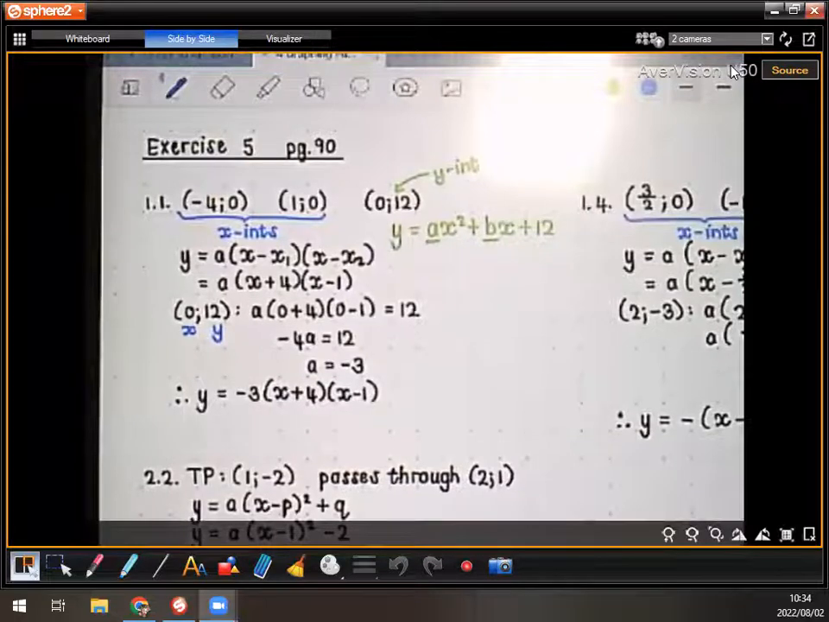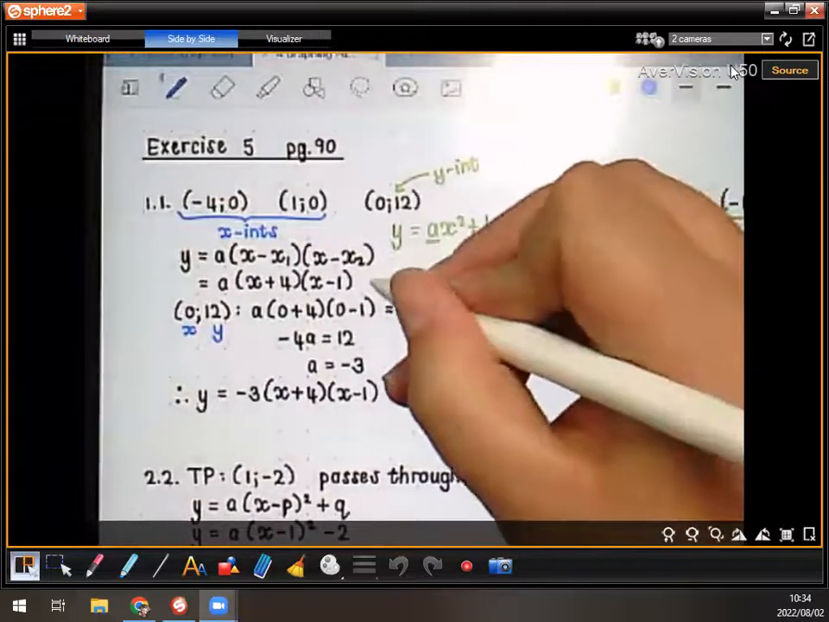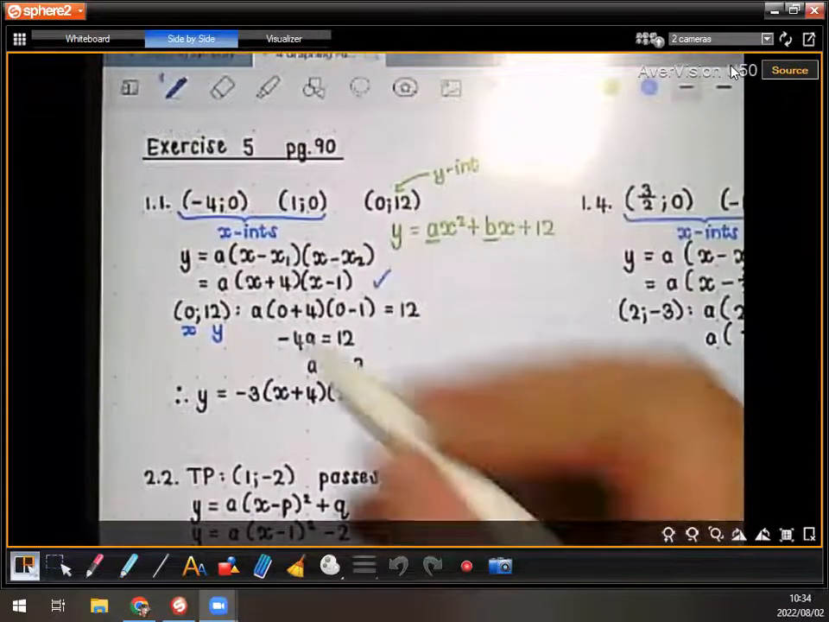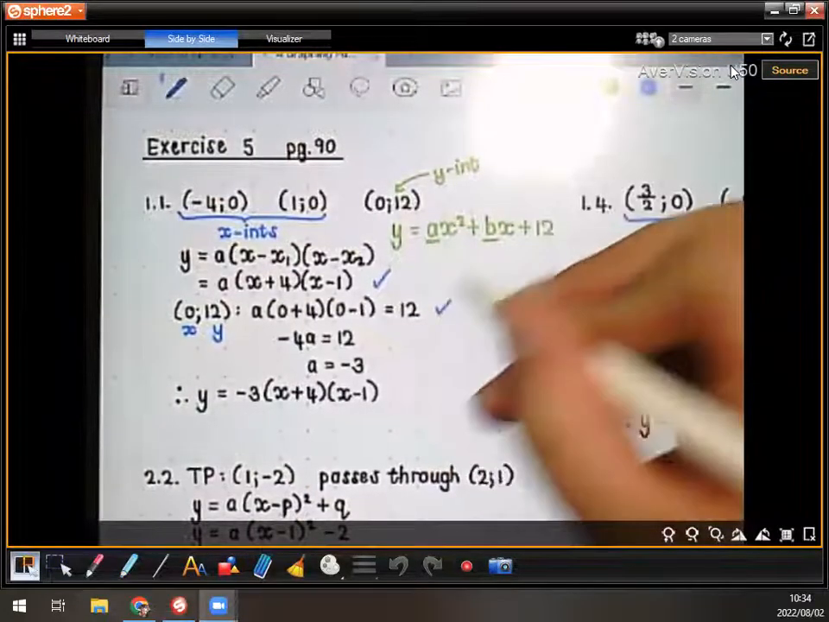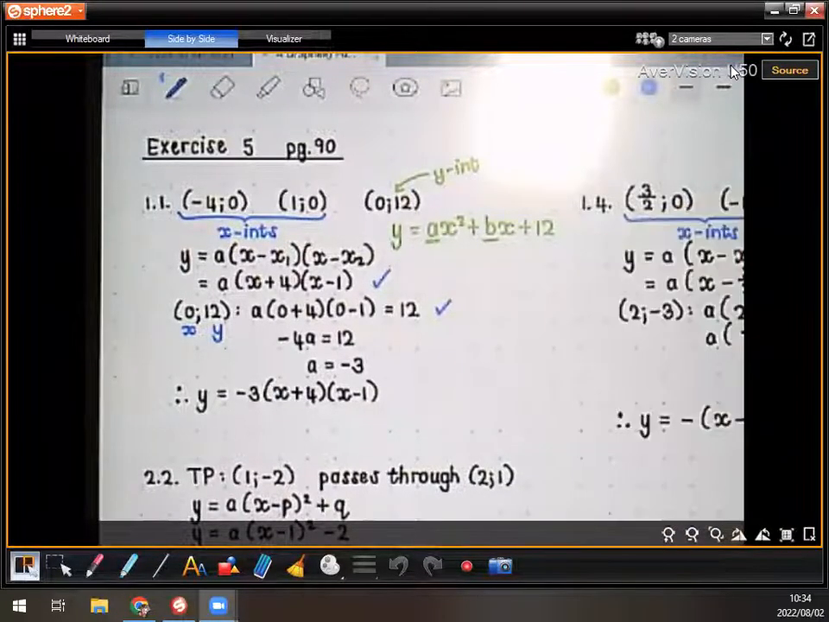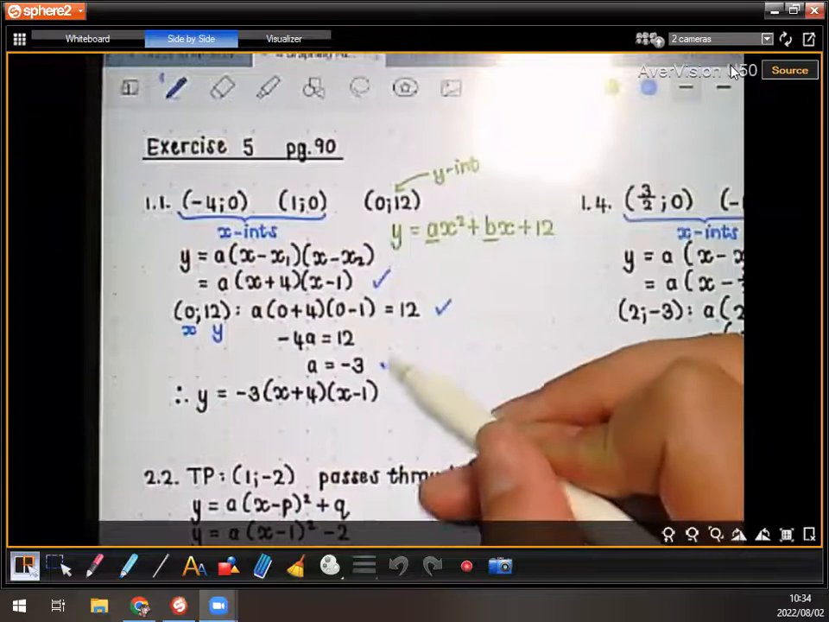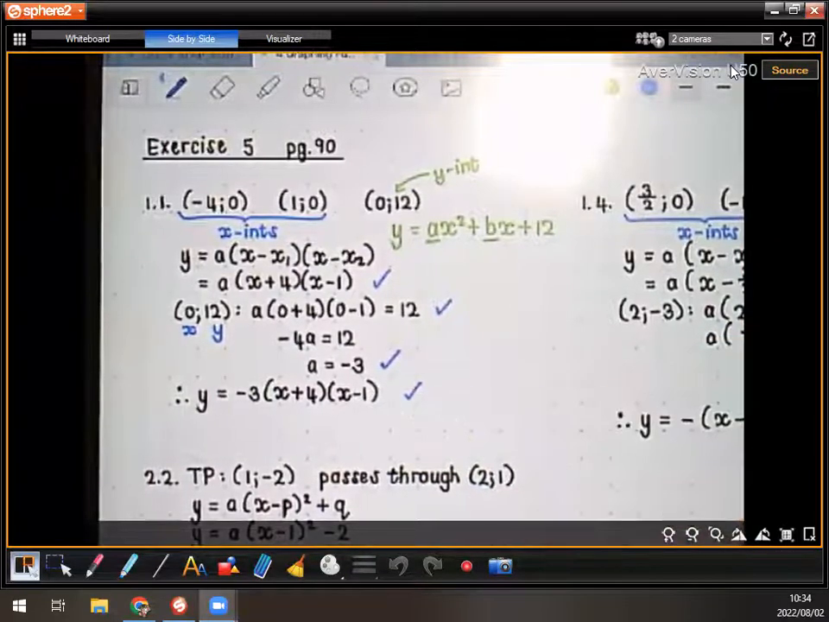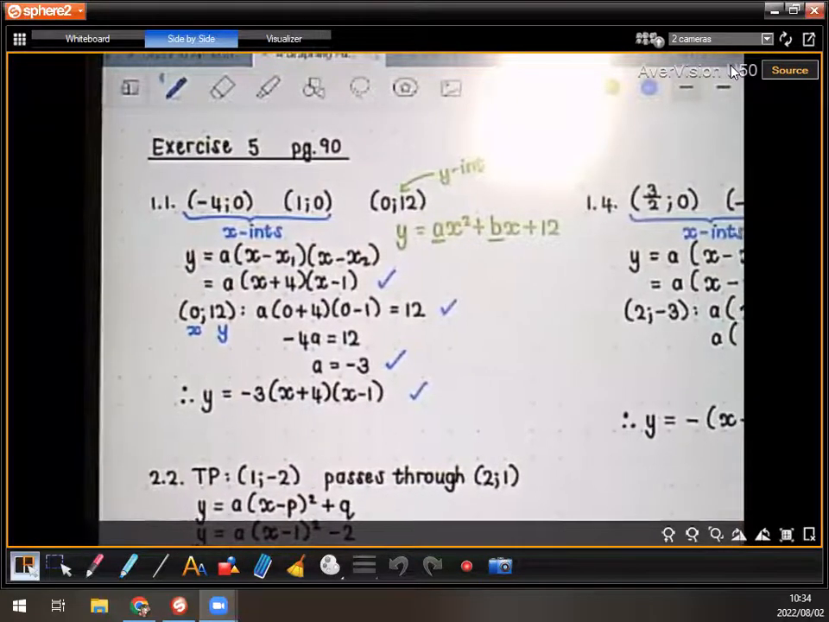Okay, I think I did say yesterday, it's a 4-mark question: 1 mark for subbing in the x-intercept, 1 mark for showing the substitution of that point, and then 1 mark for your a value, and then 1 mark for your answer. Okay, were there any questions on that first?